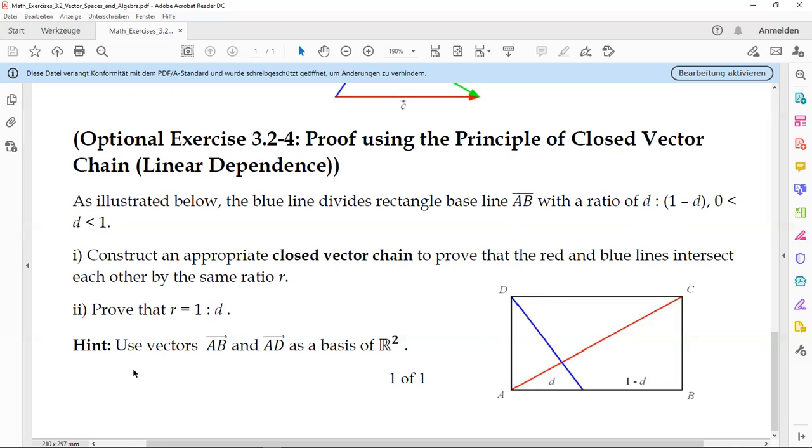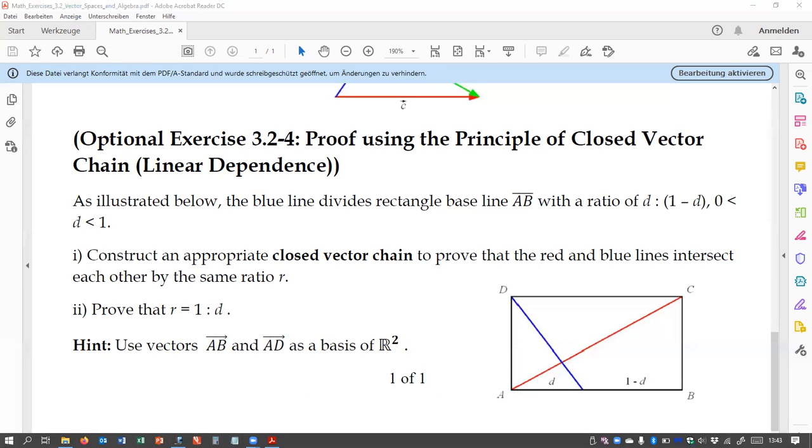Here's a hint. The hint is to use these base lines, which is quite obvious, as a basis of R2. The whole situation is, of course, a two-dimensional setting. So we would quite surely need exactly two vectors as a base of this vector space. One is then chosen to be the AB vector, and the other the AD vector, which is vertical. So this would even be a Cartesian situation if you want, but we don't necessarily need unit vectors to this end. Okay, so that's the setting.